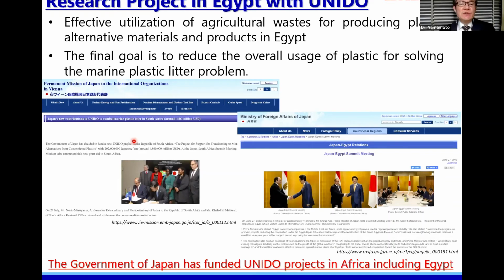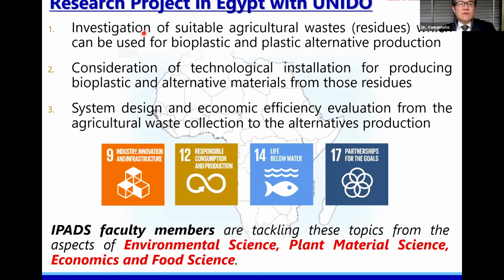In addition to that, UNIDO is involved in the project in Egypt. So the University of Tokyo is now collaborating with UNIDO regarding the marine plastic litter project in Egypt. In this project, we are focusing on 3 topics. One is to investigate the suitable agricultural waste residue which can be used for bioplastic and plastic alternative production. And the second is consideration of technological installation for producing bioplastic and alternative materials from those residues.